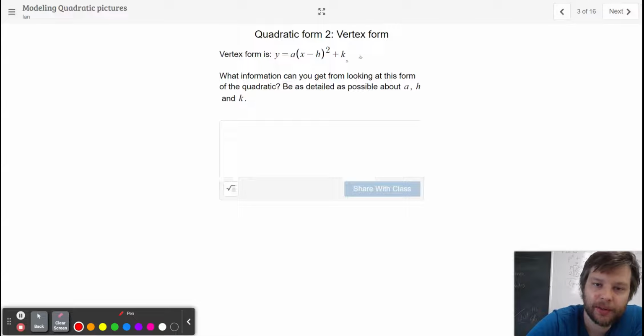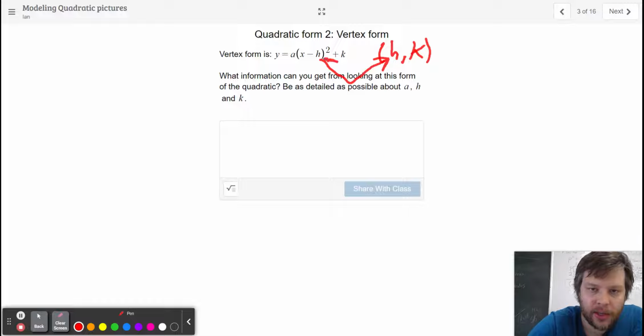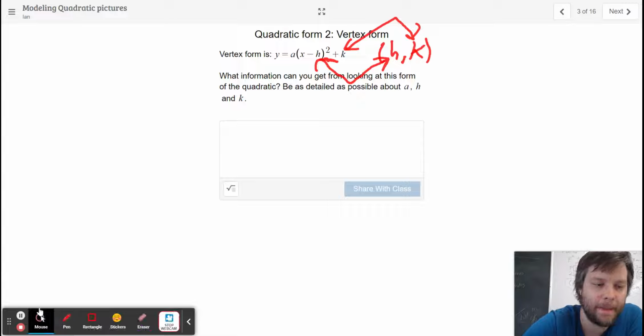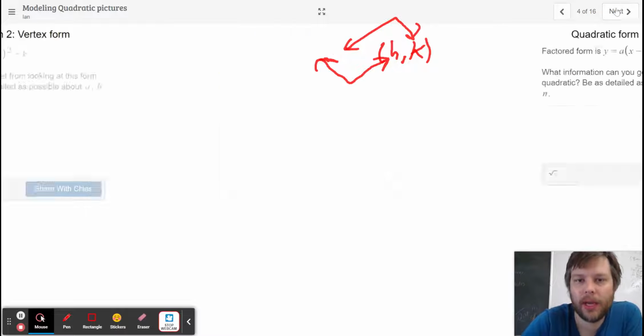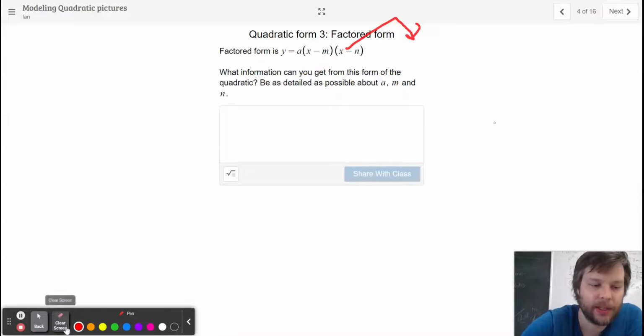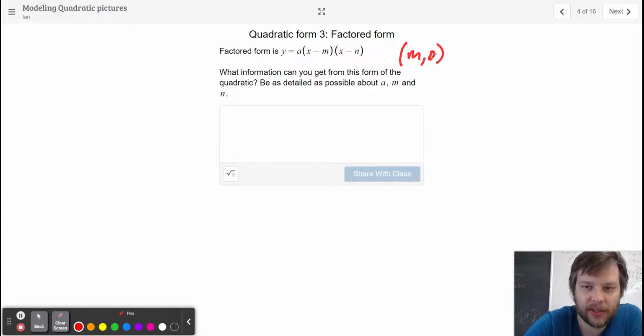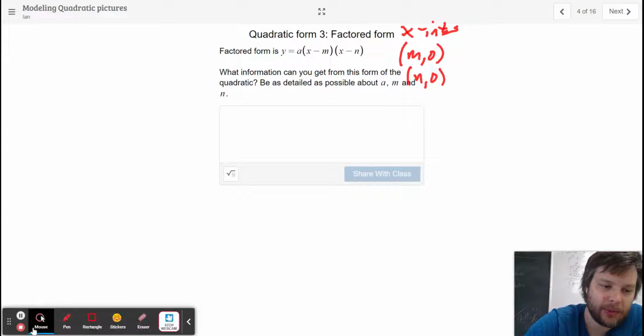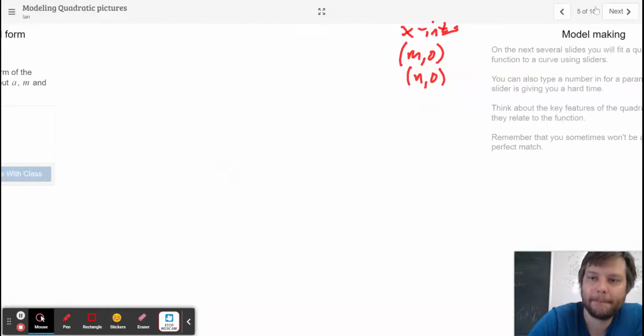In vertex form, kind of unsurprisingly, you can see that the vertex is (h, k). Please pay close attention that it says x minus h, but it says plus k. Please pay attention to that fact right there. Then, when you look at factored form, similar sort of idea, you can see that it says x minus m, and that tells you that this is one of your x-intercepts, and it says x minus n, and that's one of your other x-intercepts. So these are the two x-intercepts, (m, 0) and (n, 0), because those values would make the y value equal 0.